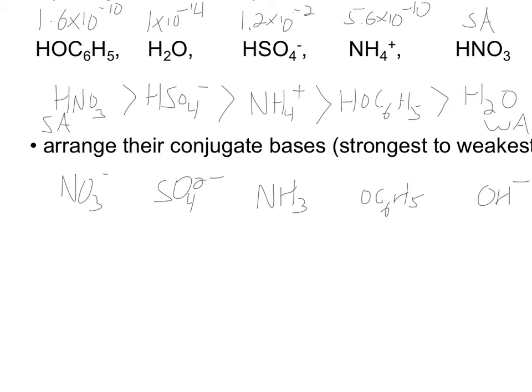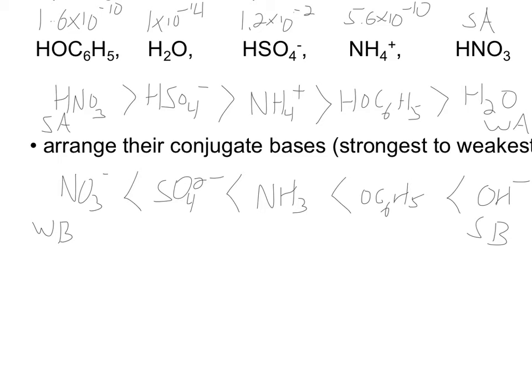Well, they're going to be opposite in strength. So if my nitric acid is the strongest acid, the nitrate will be the weakest base. And then conversely, this one makes a lot more sense. If water is my weakest acid, the conjugate of water is going to be hydroxide. That will be my strongest base. So these are in reverse order of their acid strengths.